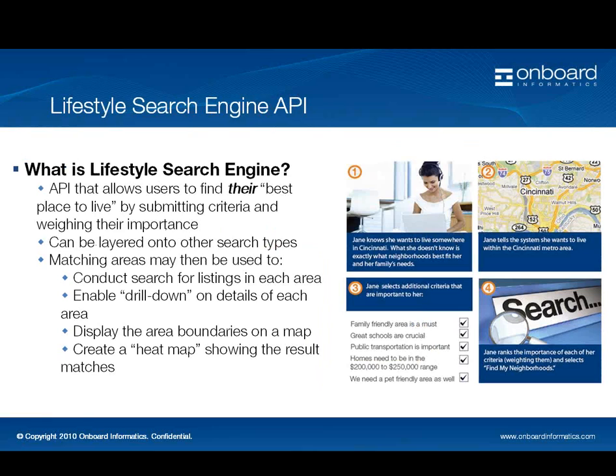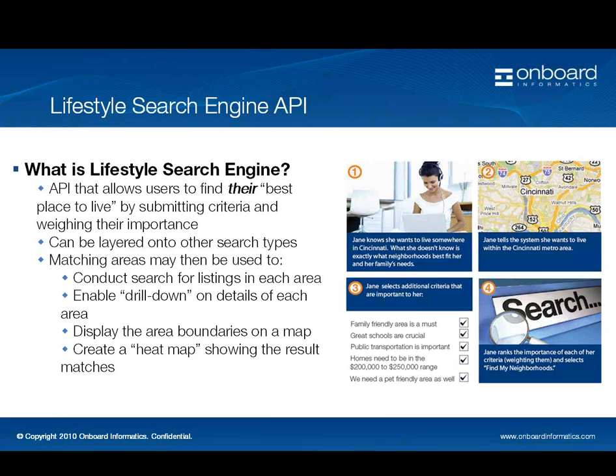I'm going to talk, and there are some technical terms here, but our lifestyle search engine API is really a customizable application that you can put up on your site, and it allows a consumer to find their best place to live.